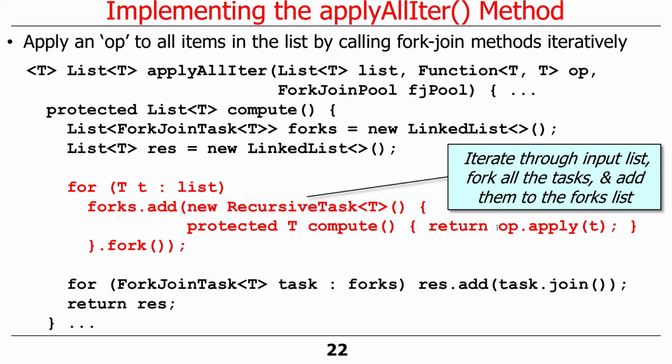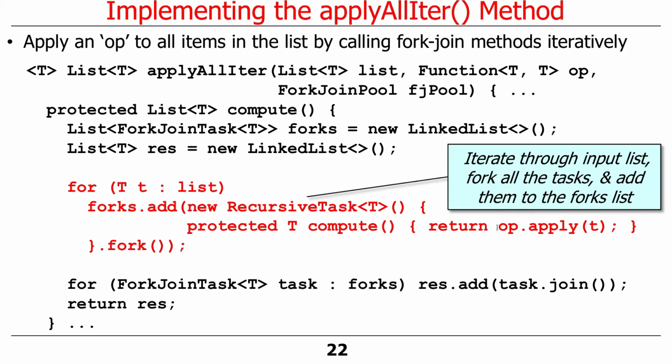And remember what fork does: fork will go ahead and queue up that recursive task on the calling thread's deck. Remember, we have a double-ended queue. So it's going to stick this recursive task on the deck of the calling thread to then be processed when the time is right. So fork returns a fork join task. We take the result of fork and we add that to the list of fork join tasks.